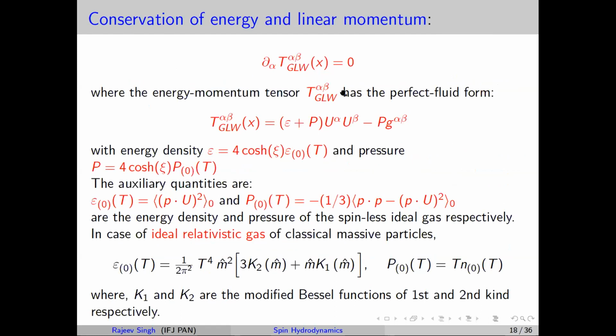And in this perfect fluid form, this epsilon and p, energy density and pressure, can be calculated in this form, where epsilon 0 and p 0, same as before, are for the spinless ideal gas of neutral massive particles. And this also can be calculated in this form, where K1 and K2 are the modified Bessel functions of the first and second kind.